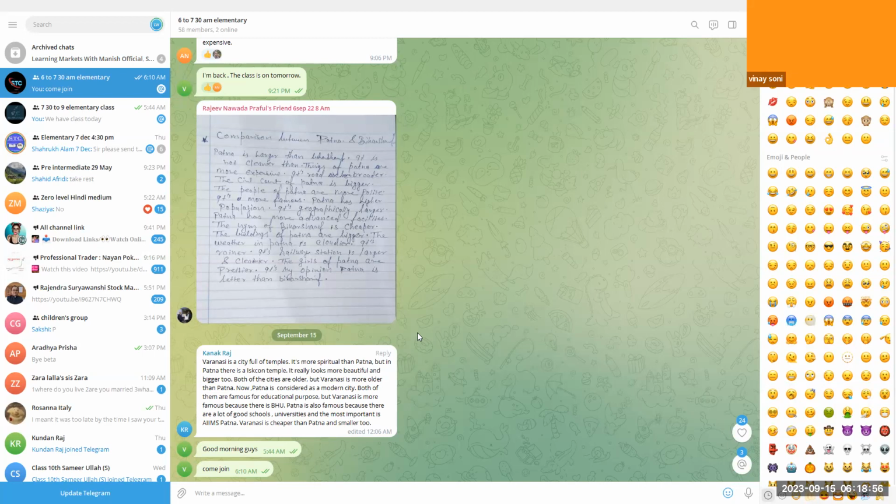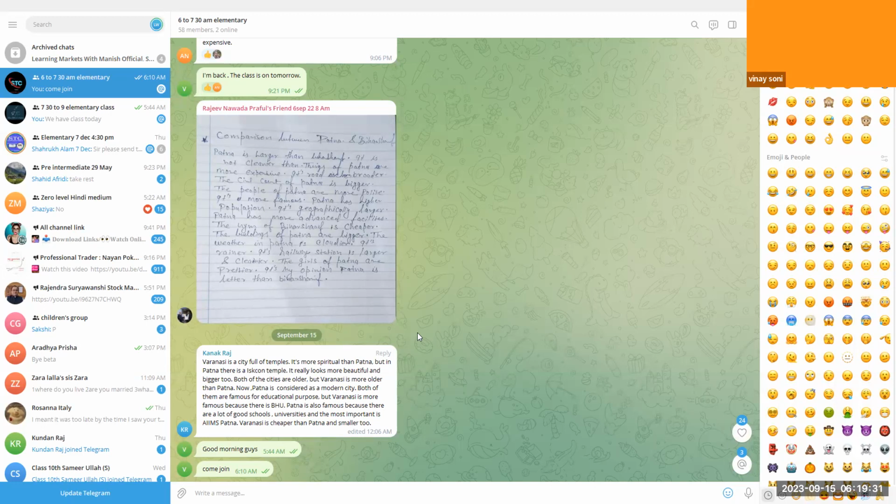But Varanasi is, yes, Kanak? Varanasi is more older. Is that a phrase, more and older? No, sir. I should have written older only. Varanasi is older. I should have written older only. मुझे लिखना चाहिए था. I should have written older. Okay.